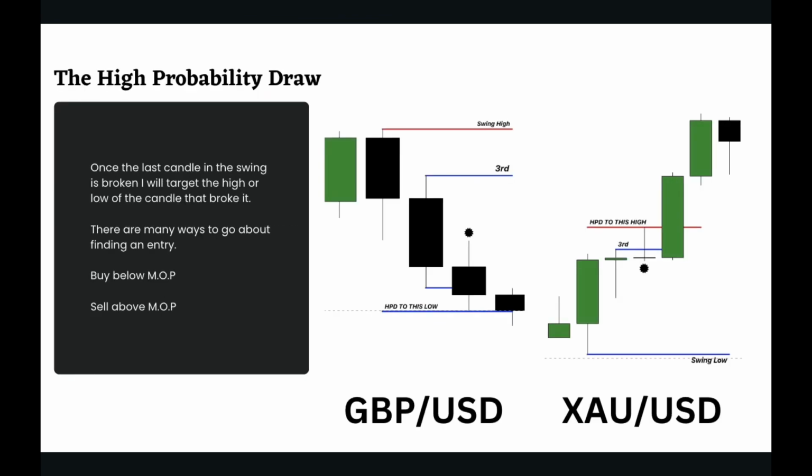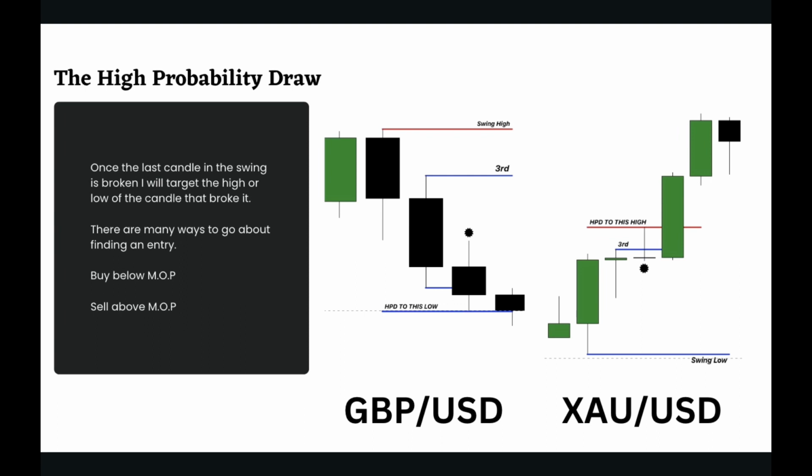Once the last candle in the swing is broken, I will target the high or low of the candle that broke it. There are many ways to go about finding an entry. For me personally, the two simplest ways are buying below midnight opening price or selling above midnight opening price. This may sound confusing, so I have two examples on the right.